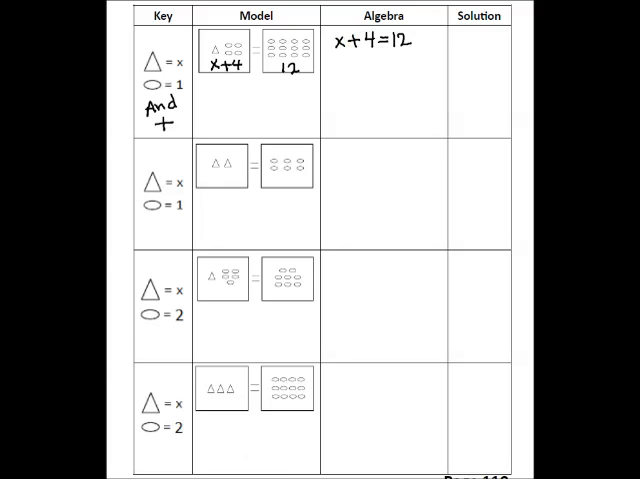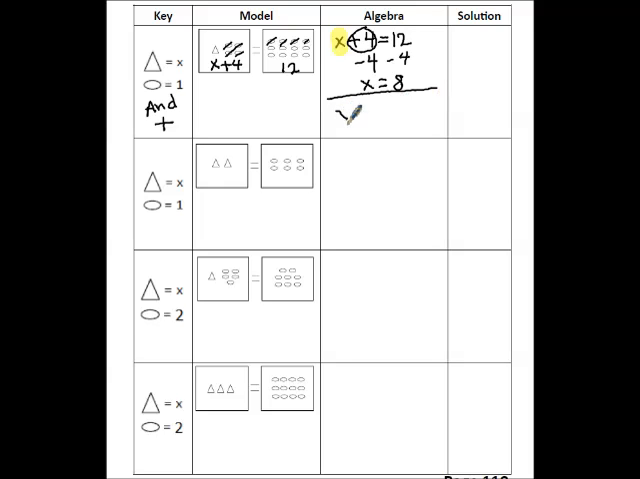So I want to solve for x. I want to figure out what x is, which means I want to get rid of that 4. So if I want to get rid of that 4, so x plus 4, the inverse operation is going to be to take away 4. So I'm going to take away 4 from this side to get x alone, and I would need to take away 4 from the other side. So if I take away 4 from the left, I get x, and I take away 4 from the right, and I get 8 left over. So I see that x is equal to 8.